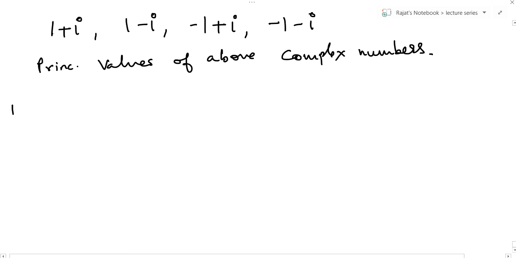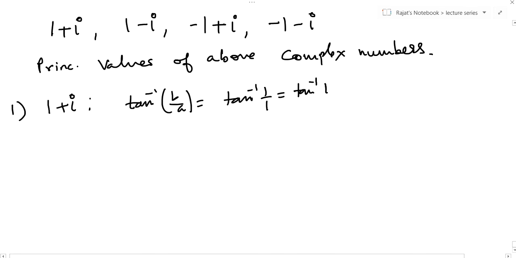Okay, so let's start. First is 1 plus i. Obviously we know that the argument of this complex number is tan inverse b by a, which is equal to tan inverse 1 by 1, that is pi by 4. Since b is positive and a is positive, it should lie in the first quadrant, and we are getting an angle in the first quadrant, pi by 4, and pi by 4 also lies between minus pi and pi. So this is the principal value.